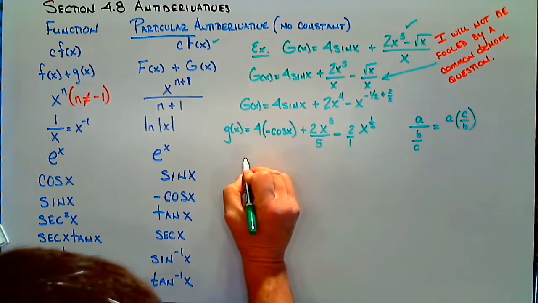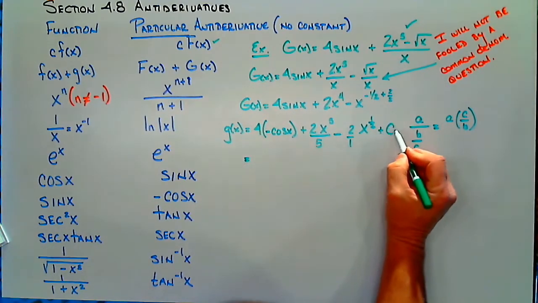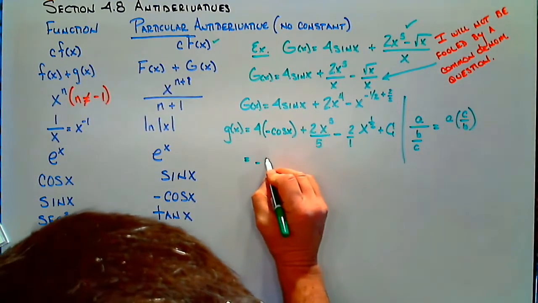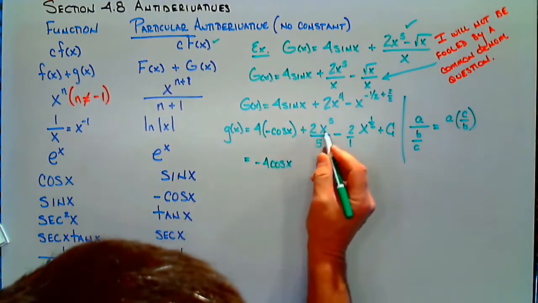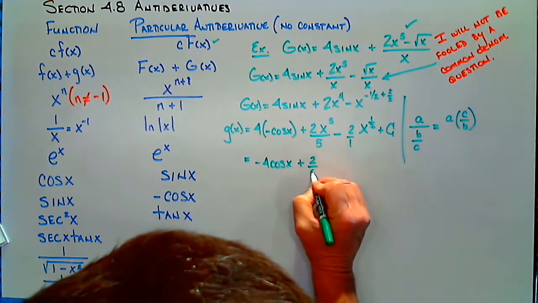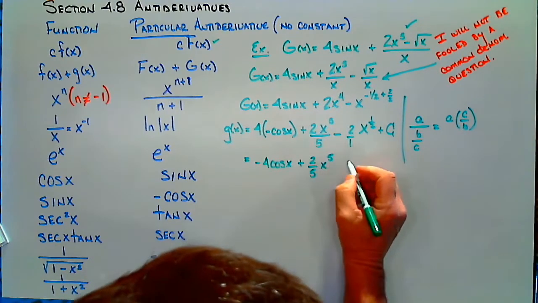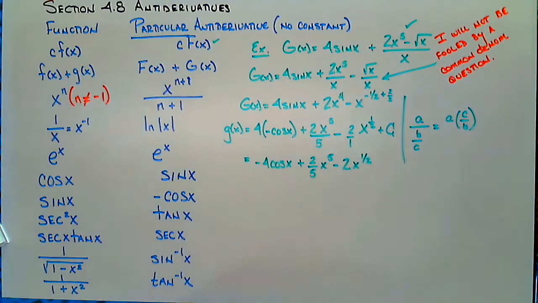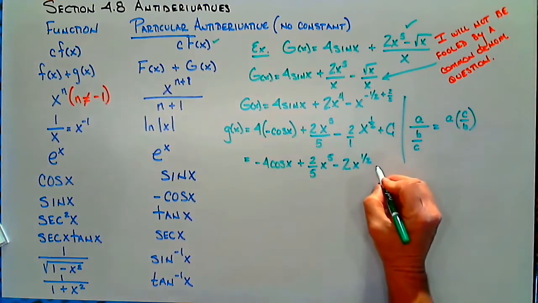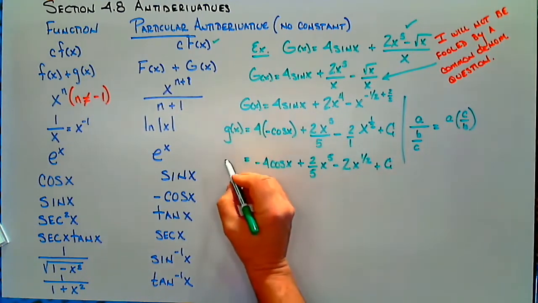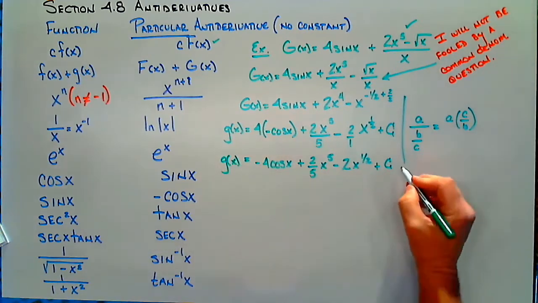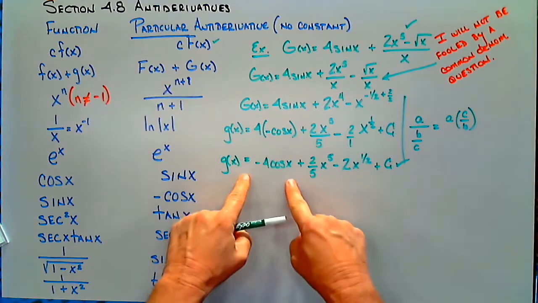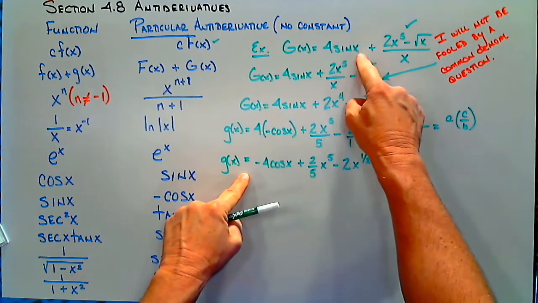So what do we end up with here, right? Now, you'll notice I forgot, so thank you for pointing it out. I appreciate that. We'll put our C on there. So what do we get here? We get minus 4 cosine x plus 2/5 x to the 5th minus 2x to the 1/2, plus C. This is our antiderivative, right? This is our solution. This is our answer to the problem. This is the function whose derivative is g of x.